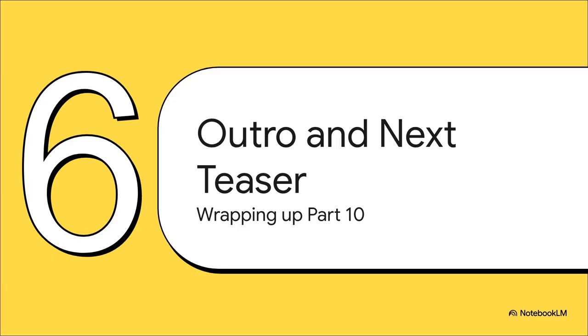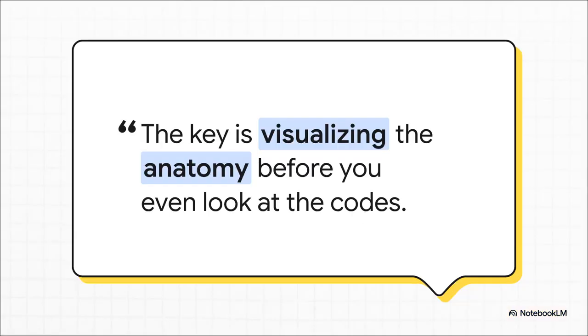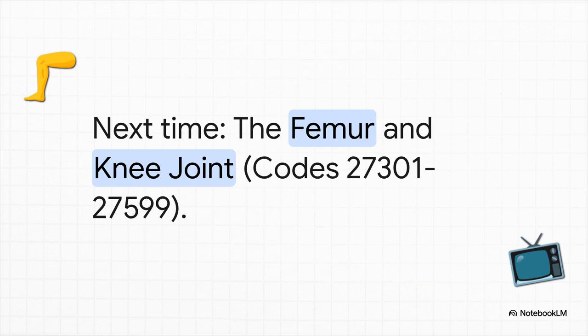Section 6. Outro and next teaser. We've covered a tremendous amount of ground today, but the golden rule for mastering the 20,000 series is this. You've got to visualize the anatomy before you even glance at the codes. If you can clearly separate the bony bowl of the pelvis from the mechanical ball and socket of the hip in your mind's eye, your coding accuracy is going to skyrocket. Structural knowledge really is coding power.